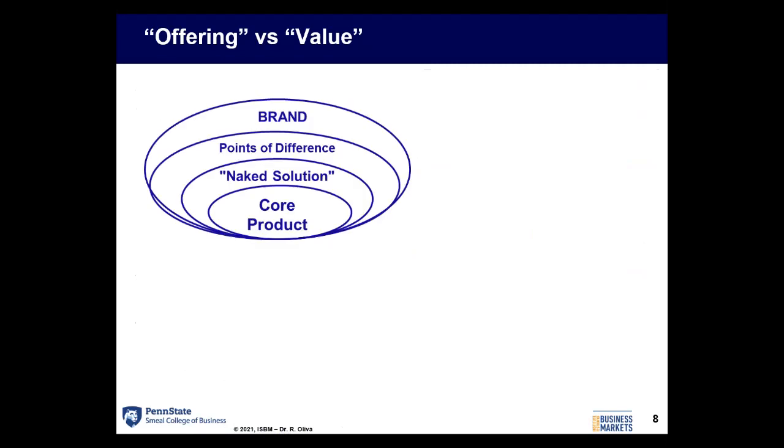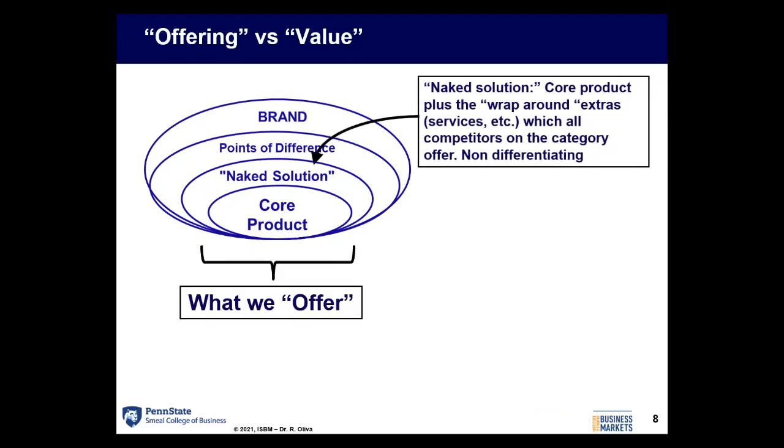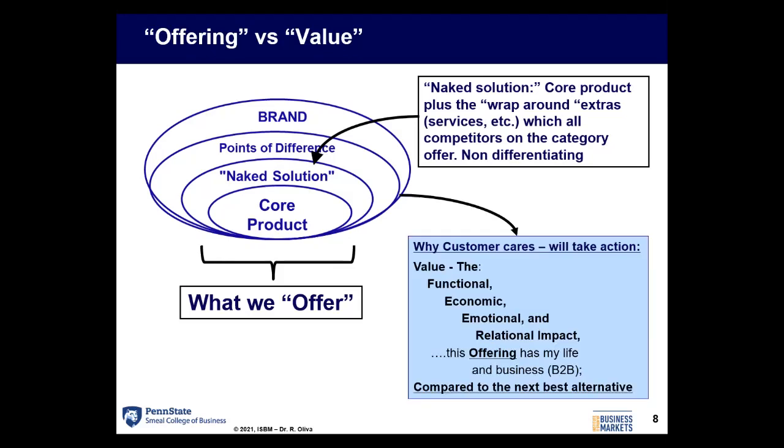So remember, an offering, there'll be perhaps a core product, perhaps in business to business, you're selling a chemical, a manufactured part, etc. What we call the naked solution. What are all of the competitors wrapping around the offering that essentially doesn't create difference? Then what are distinctive points of difference? And finally, what's the brand? That's what we're offering. And again, naked solution, what's the core product? Plus all the extras that all the competitors in the category offer. So there's non-differentiating. But what the customer cares about is the value they're taking from the offering.